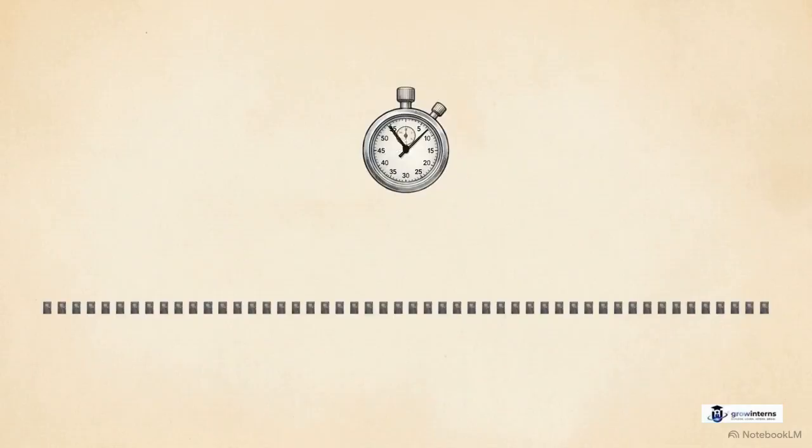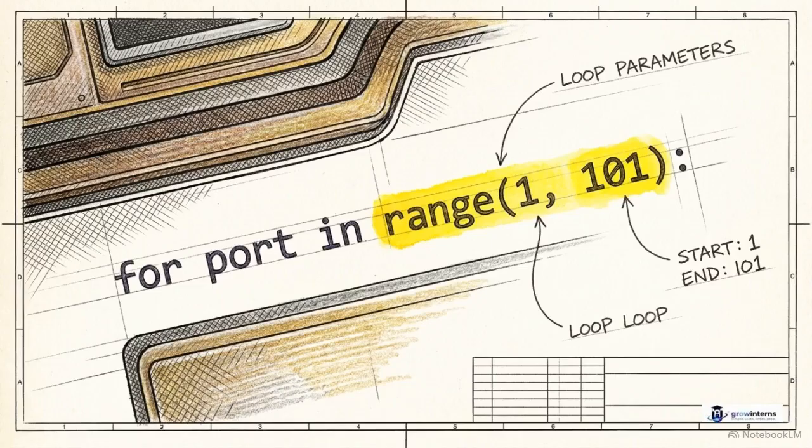To check multiple ports quickly, we need to automate the process. We'll do this by constructing a for loop. Use the syntax for port in range(1, 101). Limiting the scan to the first 100 ports keeps the execution speed high during this initial test.